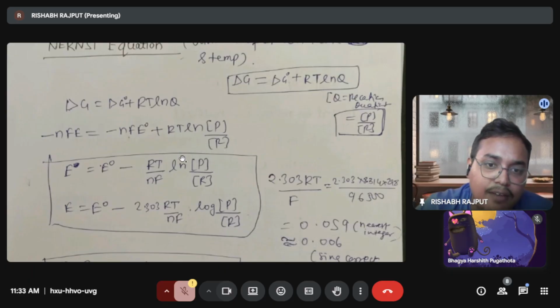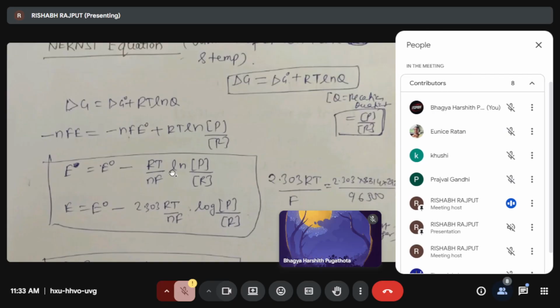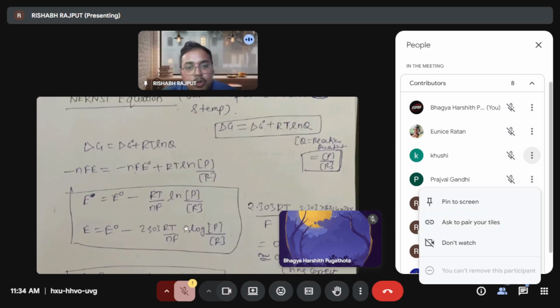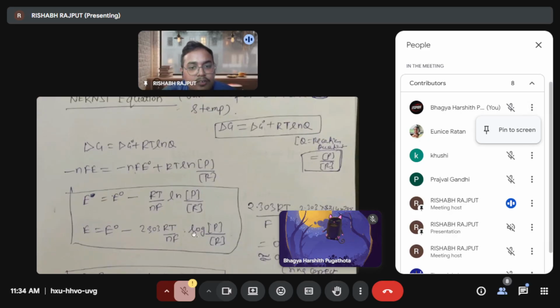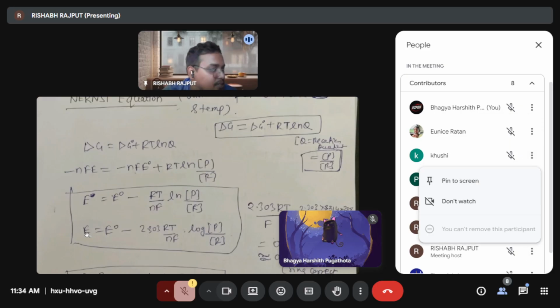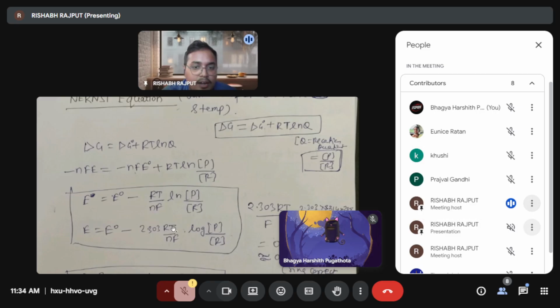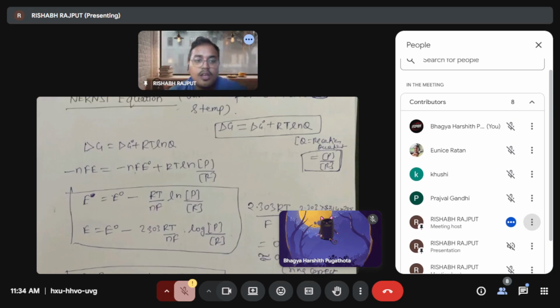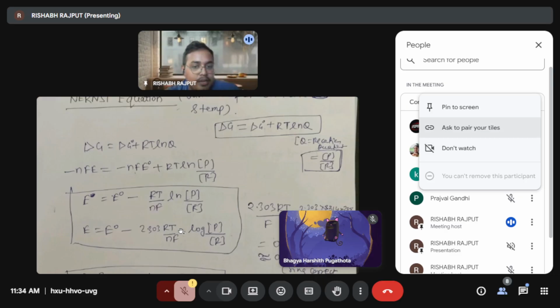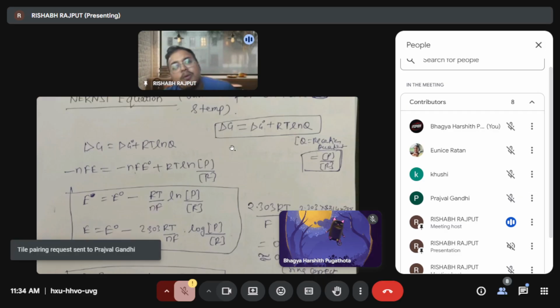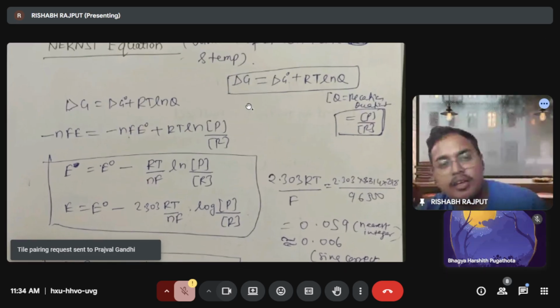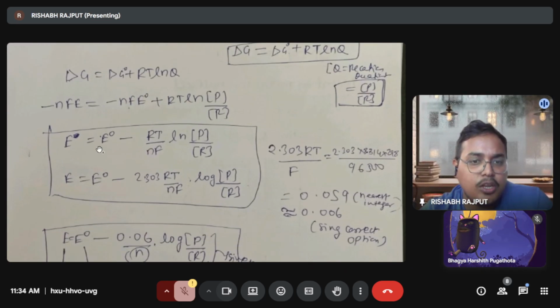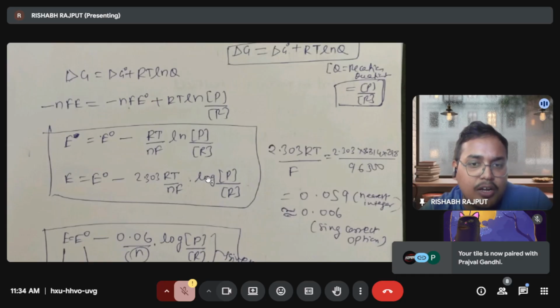If I convert this ln value to log, how can you convert ln to log? By 2.303. It will convert into log. So we can say E is equal to E naught minus 2.303 RT by nF into log P by R. Okay, that is clear. Please see, only these two formulas are important here. The upper derivation is not important. If you know it, it is good. If you don't know, no problem. E is equal to E naught minus RT by nF ln P by R, and if you want log, 2.303 log P by R.